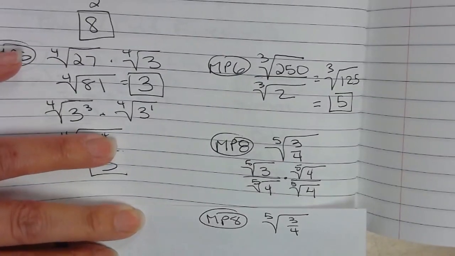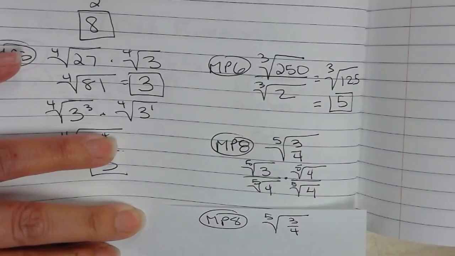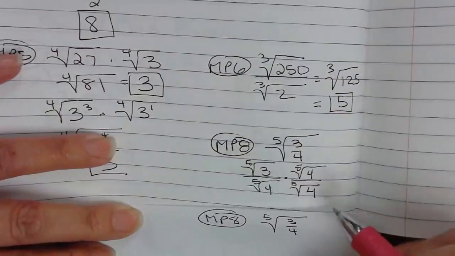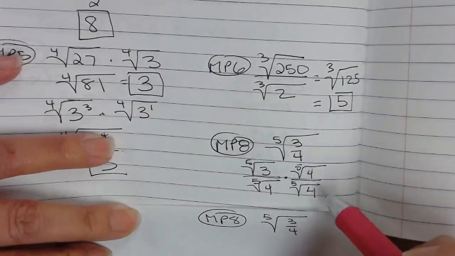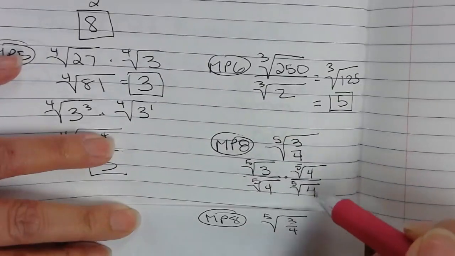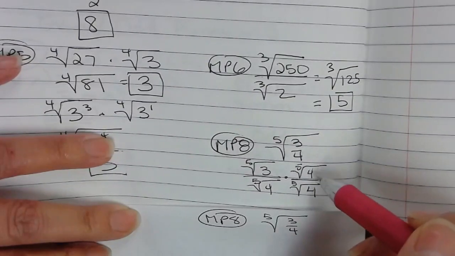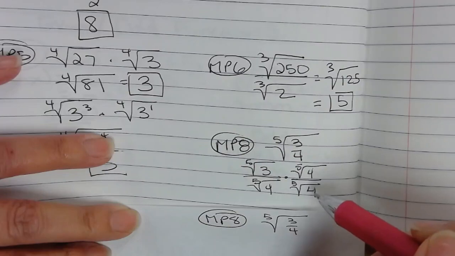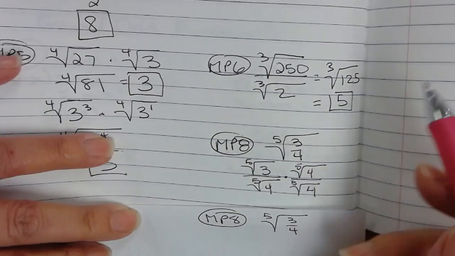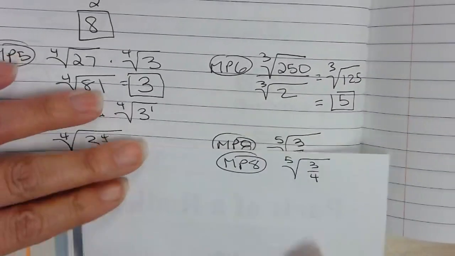So I own mistakes when I make them. Not a problem. It happens. All of us. It happens to everybody. When I initially had tried this, and I'm going to rationalize the denominator, I was thinking about square roots. But it's not square roots anymore because it's not just Algebra 1. We're moving on to Algebra 2. So this is the fifth root. So let's try this again.